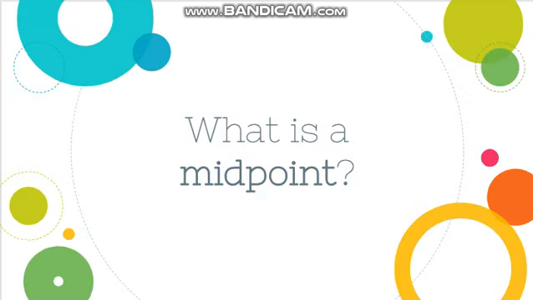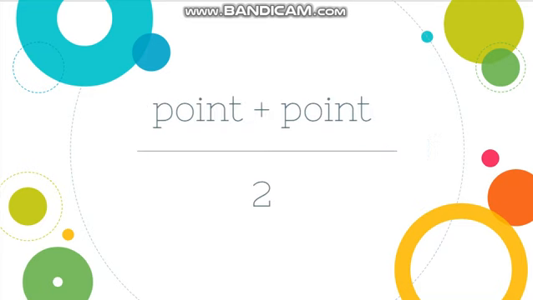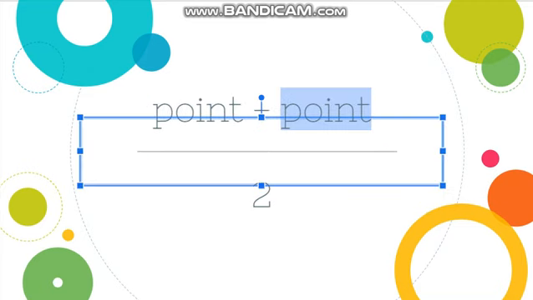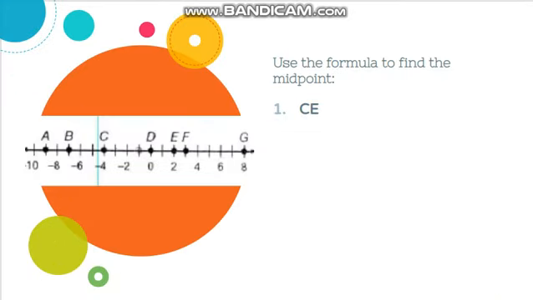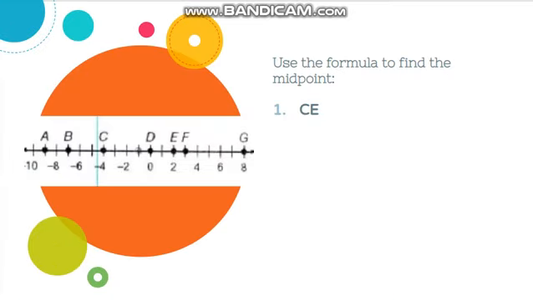So we are talking about midpoints today. A midpoint is the halfway point on a line, or more appropriately line segment, because a line doesn't have a length, so it can't really have a halfway point. We're going to talk about using distance to find the midpoint. On a number line, all we have to do is take one point and the other point, add them together, and divide by 2. So we're going to use that formula, point plus point over 2, to find our midpoint on the number line.